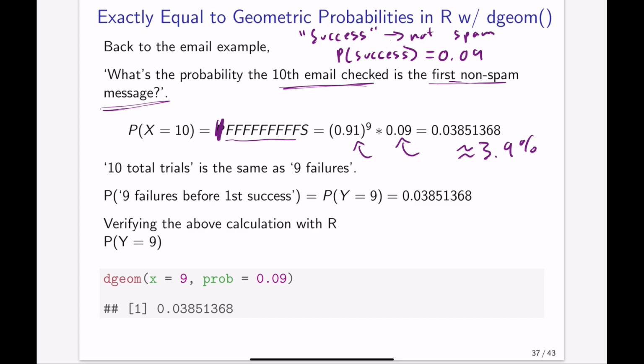If we wanted to verify this with R, we're going to use dgeom, and we're going to use the number of failures, not the total number of trials. So we're going to use the number 9 in our function. We'll use 9 failures here for the first argument, and then 0.09 for our probability of a success.